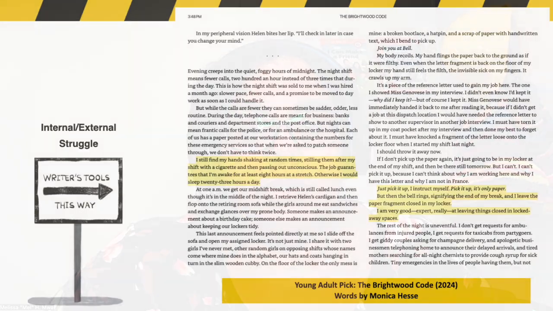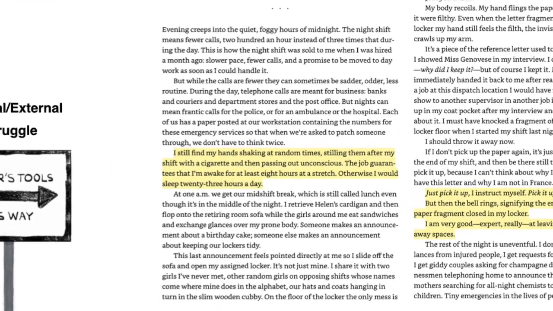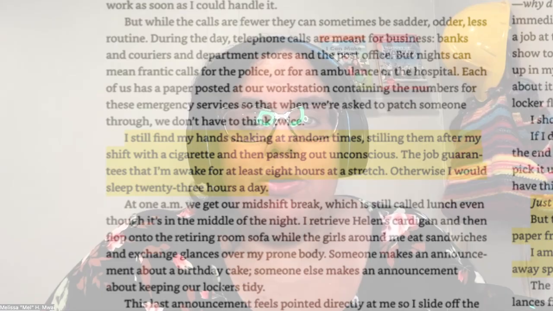We're first introduced to the main character, Etta, after she returns from a mysterious mission during World War I. Her internal struggle is clear. She wants to forget everything that happened during her time as a hello girl, or a military telephone operator. But the trauma is trapped in her body. Quote, "I still find my hands shaking at random times, stilling them after my shift with a cigarette and passing out unconscious." The author, Monica Hess, introduces a symbol of Etta's external struggle in the first chapter.